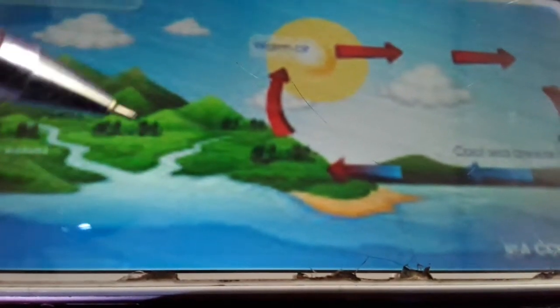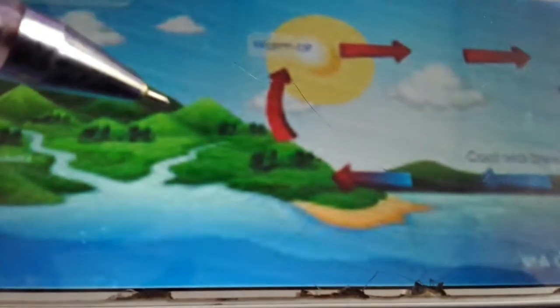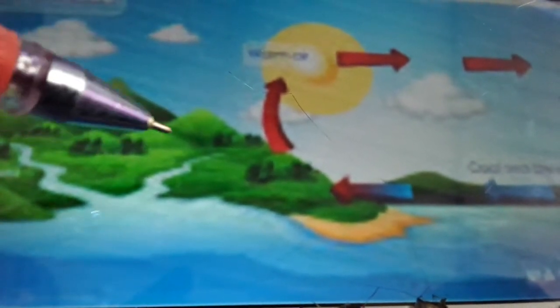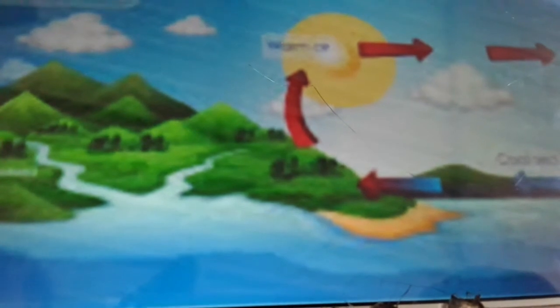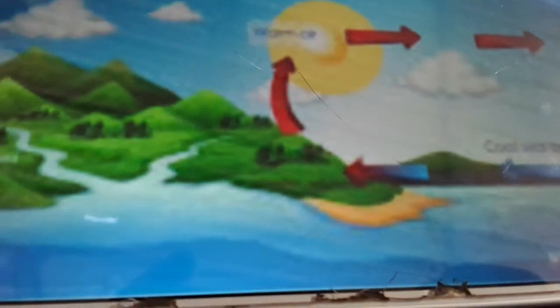Look at this picture for breezes. There are two types of breezes: the sea breeze and the land breeze. Now we can see the sea breeze. During the daytime, the air in contact with the land becomes hot and rises. Now the cool air over the surface of the sea replaces it. It is called sea breeze.